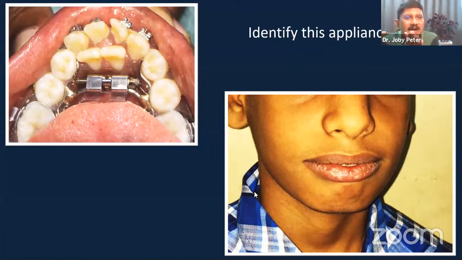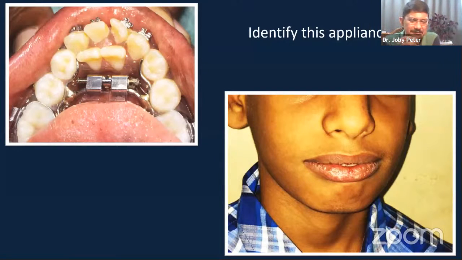We are looking into the arch. I want to create space. Let me expand it. Let me bring it out. Let me create space. But there is something else in nature acting against that. Do you need an X-ray to find out this? Tell me. Soft tissue, lips, or the perioral muscle is acting here.